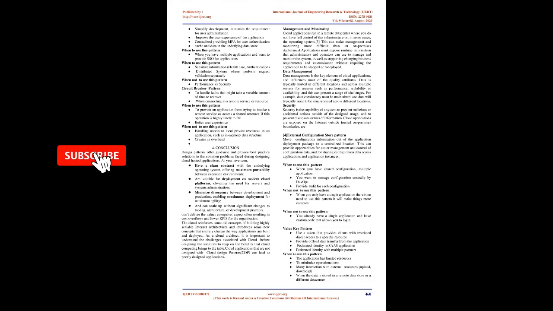To prevent an application from trying to invoke a remote service or access a shared resource if this operation is highly likely to fail. Better user experience. When not to use this pattern? Handling access to local private resources in an application, such as an in-memory data structure. It creates an overhead.